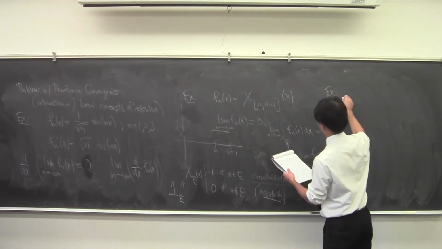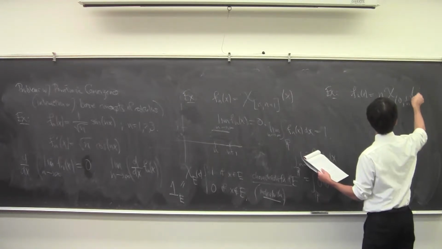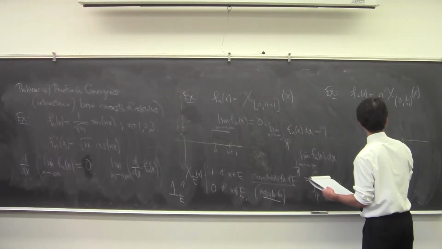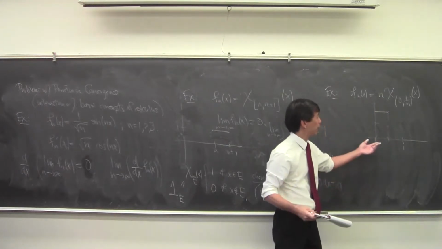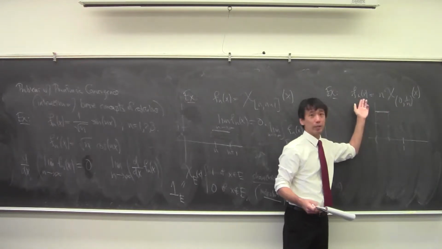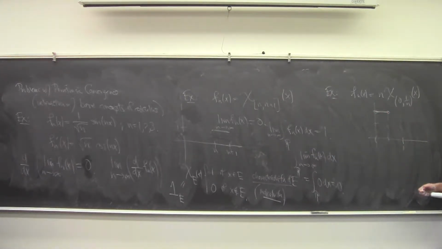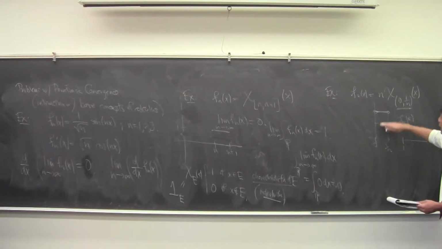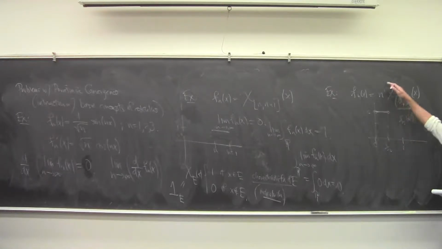Or another example: f_n(x), let that be n times the characteristic function of [0, 1/n]. So you take the interval 0 to 1 over n, and you take it at a height n. What I've drawn here is f2. It has a domain of [0, 1/2] and a height of 2. f3 would be [0, 1/3] with height 3, and so on and so forth.